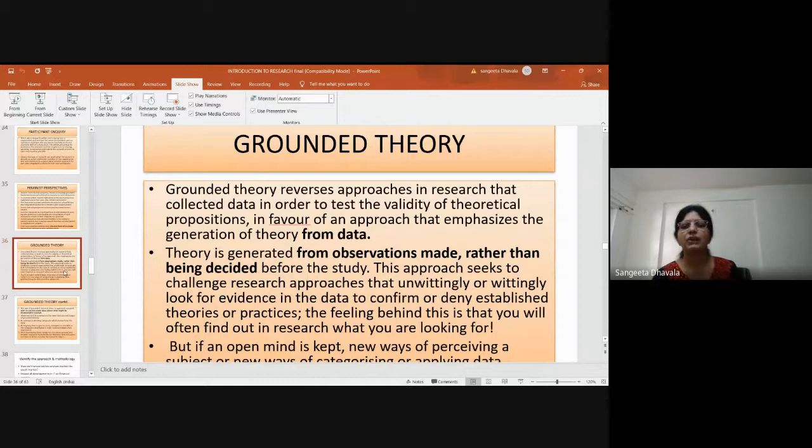Then we have grounded theory. Here it reverses approaches in research that collected data in order to test the validity of theoretical propositions, in favor of an approach that emphasizes the generation of theory from data. So what you're doing here is, you have the data first and then you arrive at the theory. Earlier methods were like you had a theory and then you did the application aspect.